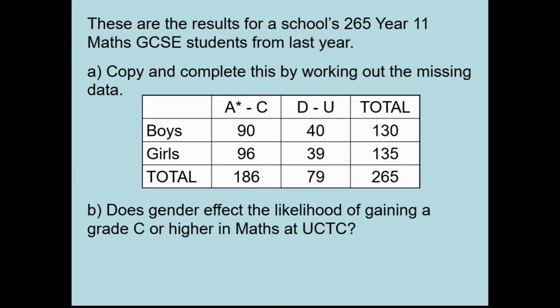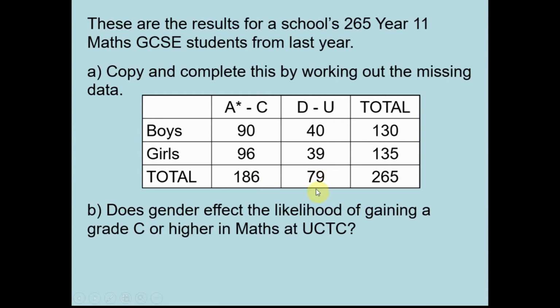So a question that we might obviously ask is, does gender affect the likelihood of gaining a grade C or higher in maths? So we can just look at the table to make some inferences on that. We can see that in total just under half the students were boys, so we would expect therefore that just under half of these A star to C grades would be boys. Well, you can see 90 is just under half of 186, so that looks about right.